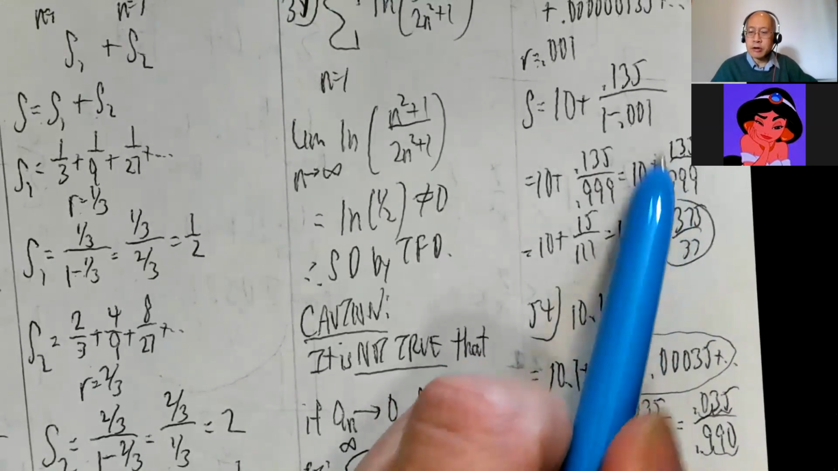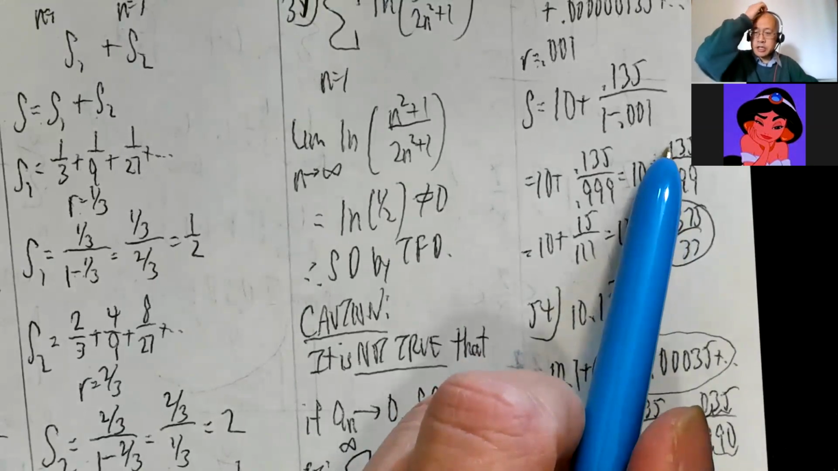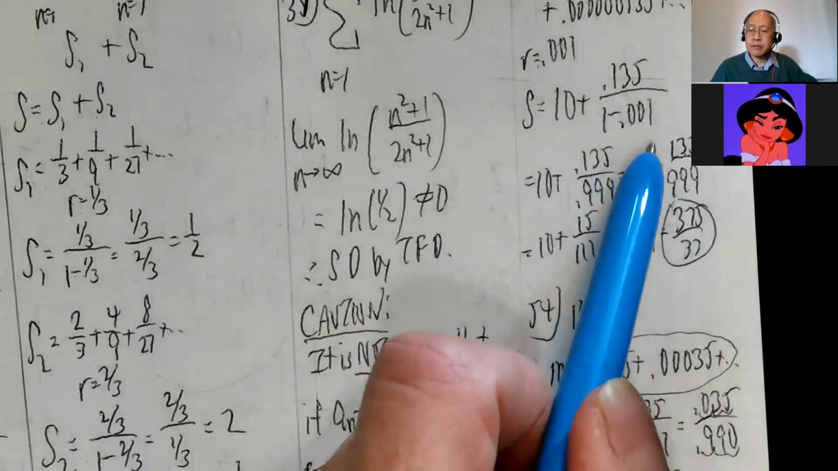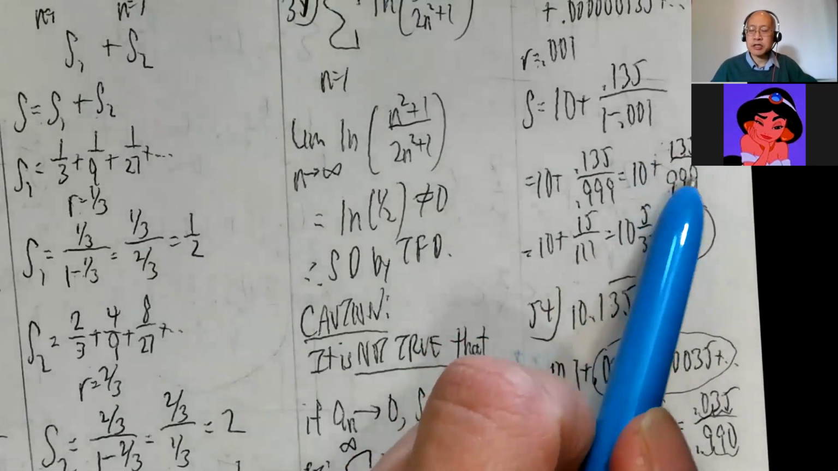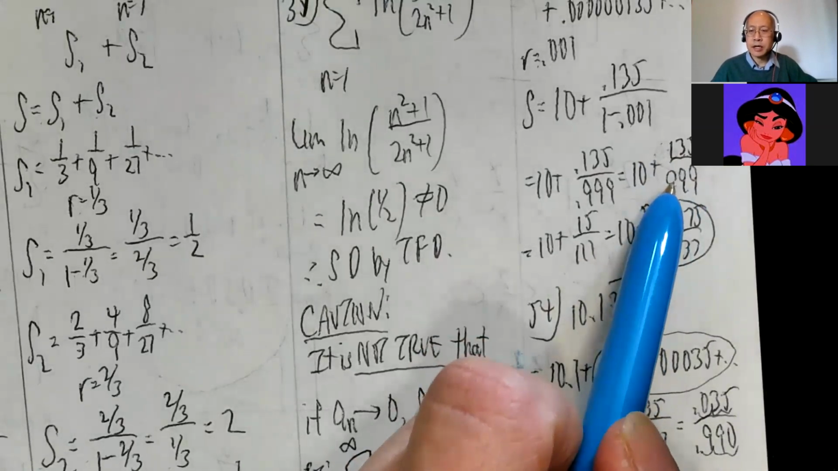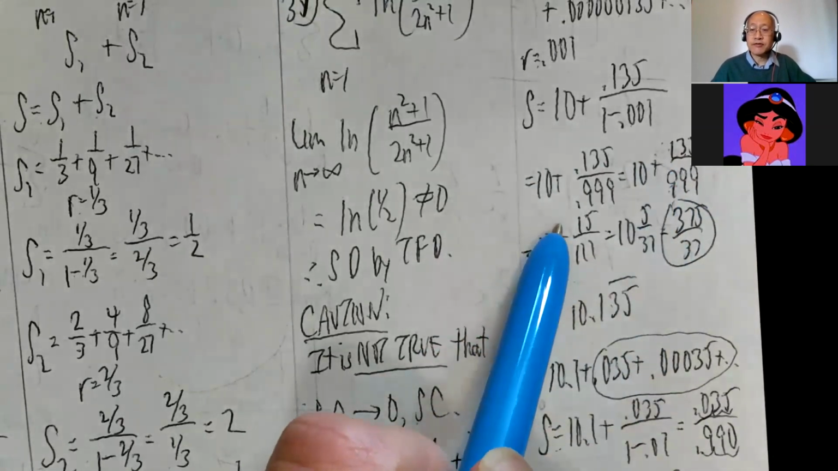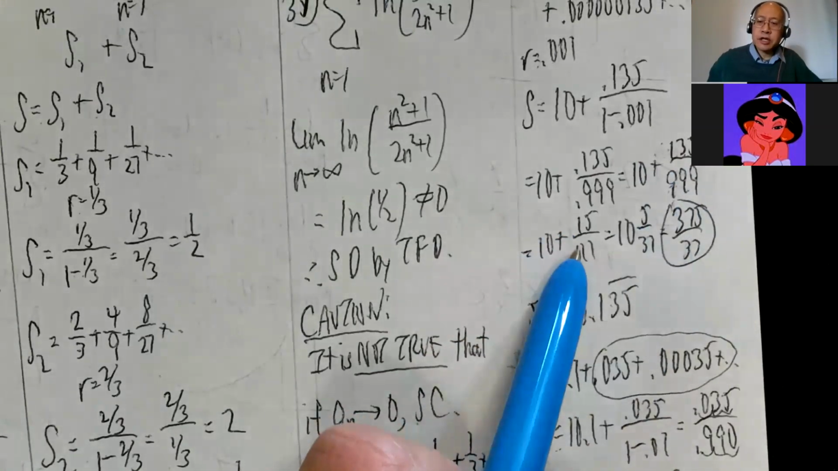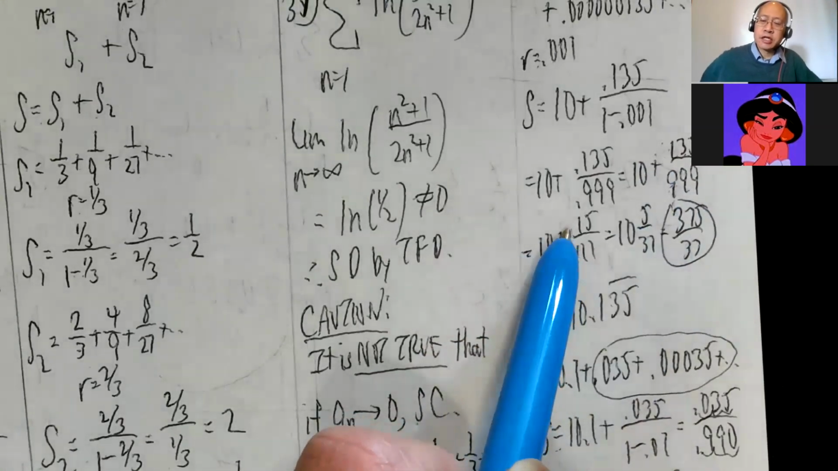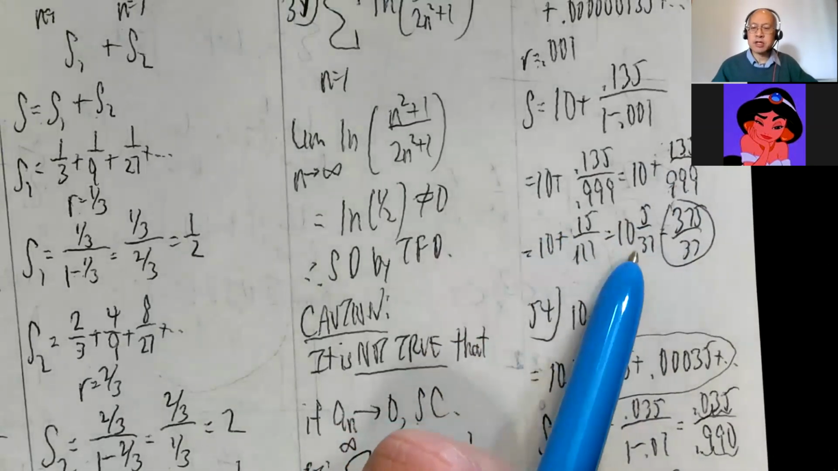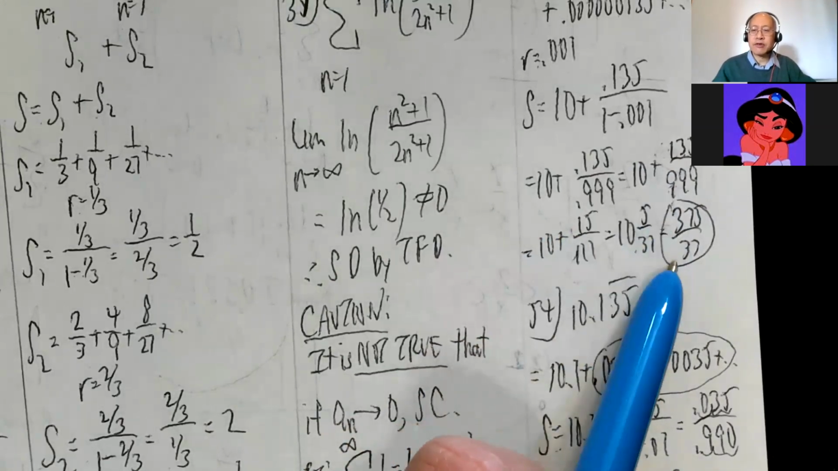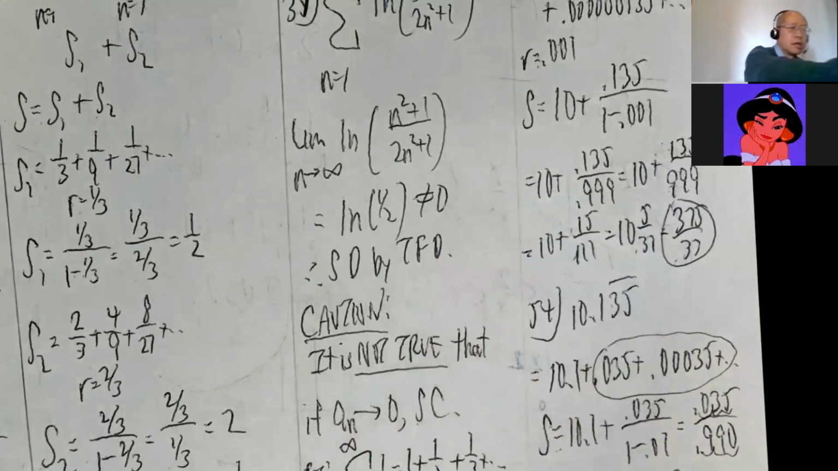Okay, both the numerator and the denominator are divisible by 9 because the sum of the digits is divisible by 9. Remember the rule of divisibility by 9: 1 plus 3 plus 5 is 9, therefore the top is divisible by 9. 9 plus 9 plus 9 is 27, that's divisible by 9. So I can divide out a 9. 15 over 111. Both of these are divisible by 3 because the sum of the digits is divisible by 3. So that gives me 10 and 5 over 37. Final answer, 375 over 37 is the ratio of two integers, reduced.